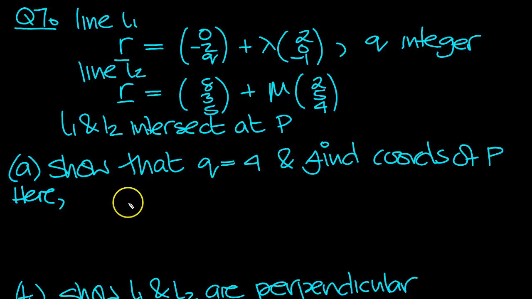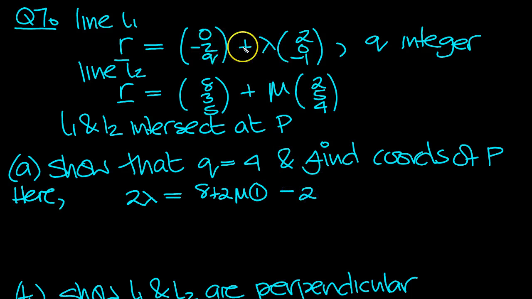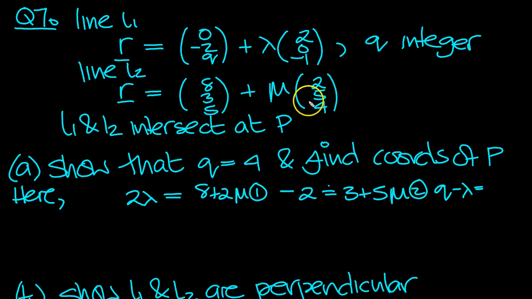So 0 plus 2 lambda is equal to 8 plus 2 mu. And then we've also got minus 2 here, plus no lambdas, is equal to 3 plus 5 mu. That's number 2, I'll put there. And number 3, q minus lambda is equal to, and then it's 5 plus 4 mu, isn't it? 5 plus 4 mu, and we can label that number 3.